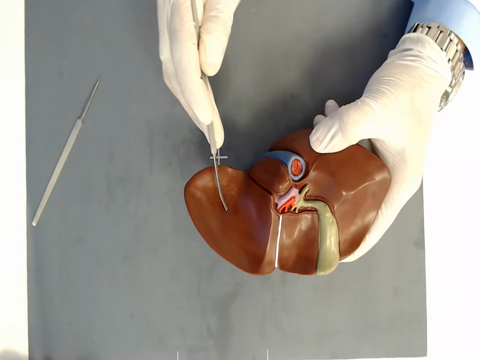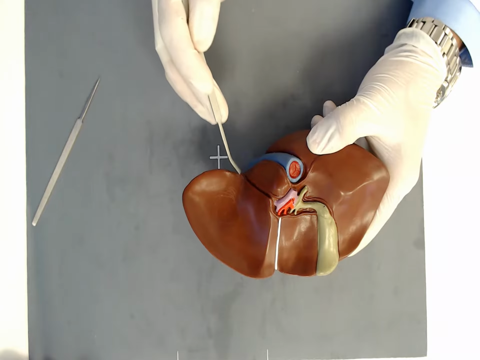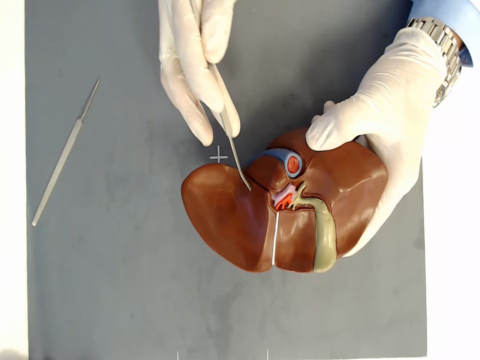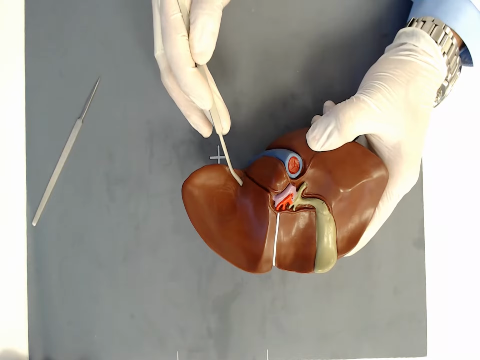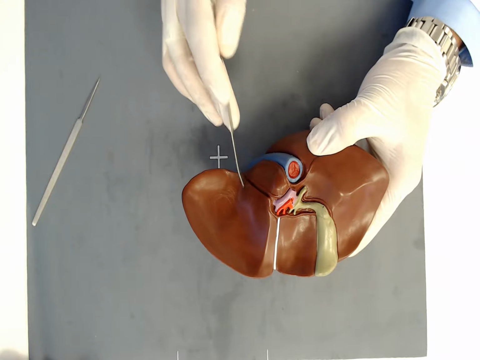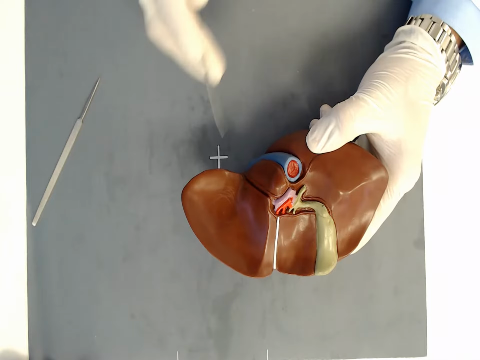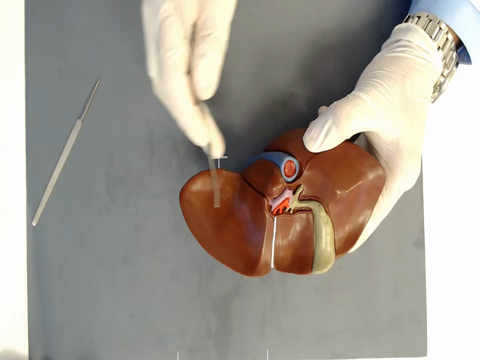Now, moving toward the caudate lobe here, guys, is the location of the esophageal impression. Look at this angle. Esophageal impression for the esophagus, the abdominal part of the esophagus. So we have the gastric impression here and the esophageal impression. I will show you, maybe if I have time, on the plastic model how those are created.